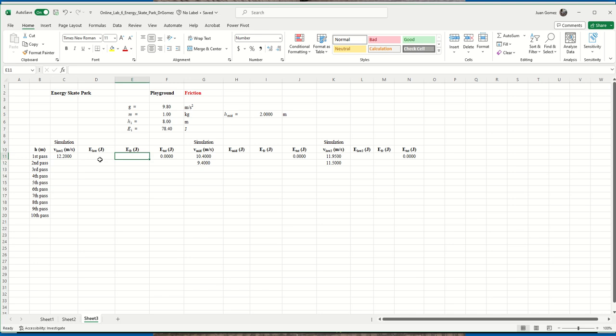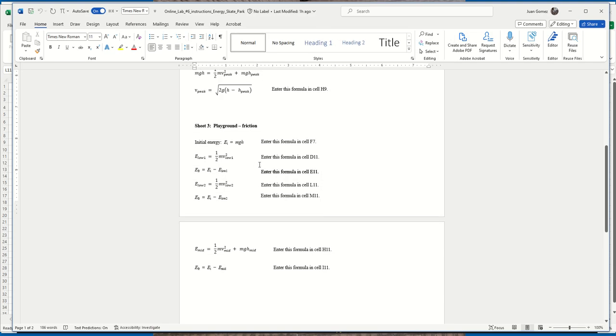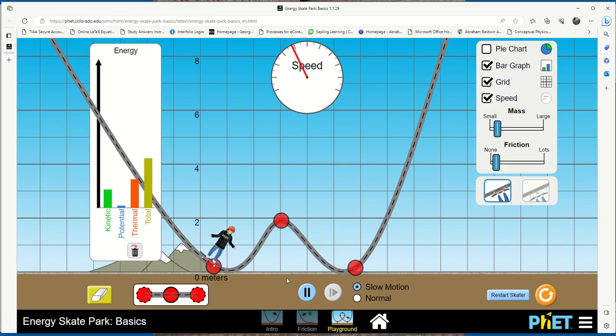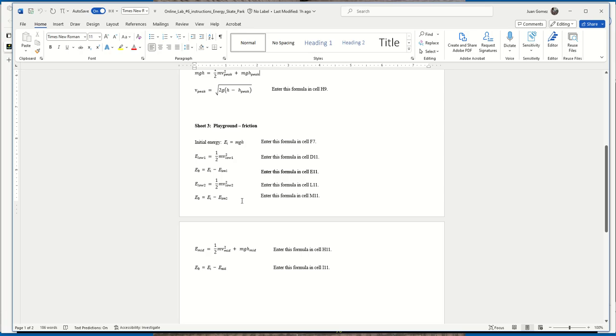Now, how do I calculate the energy at the low part here and the low part here? Well, let's look at the instructions. Remember, at the low parts, the height is 0, so there's no gravitational potential energy. Because remember, we're assuming that the reference point is the bottom, i.e. the ground. So at the two low points, the energy is all kinetic. So the energy at the low point is 1/2 m V low squared. Okay? So I have to enter this equation into cell D11.